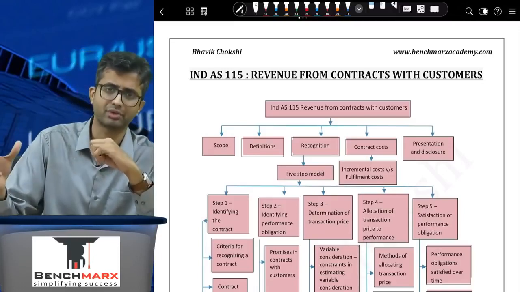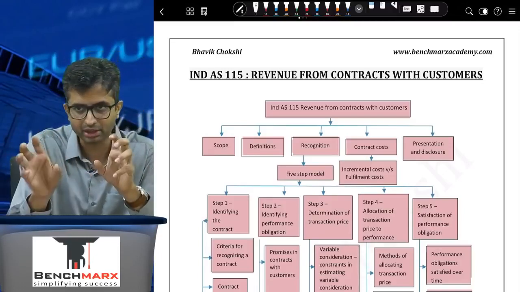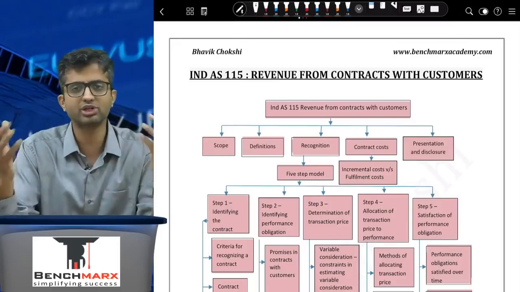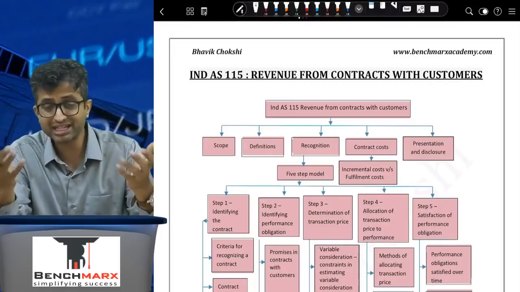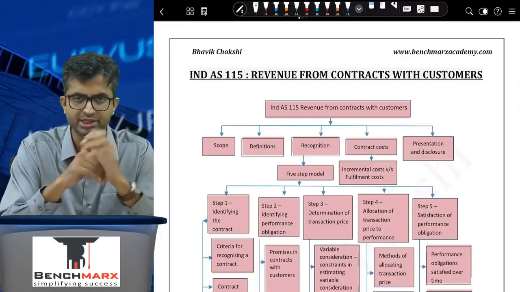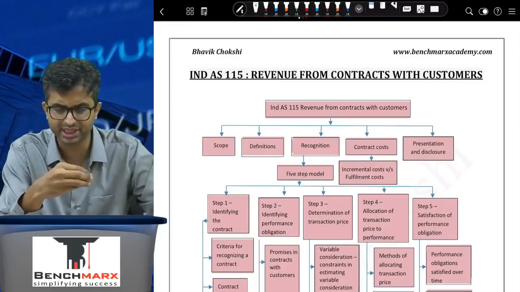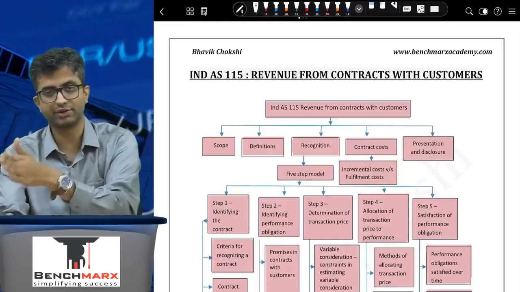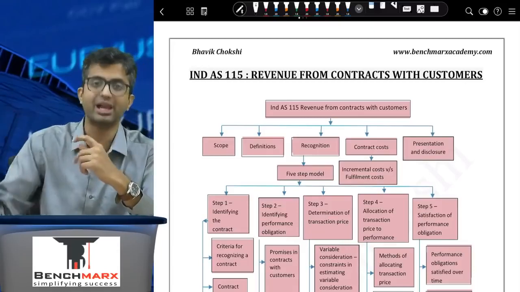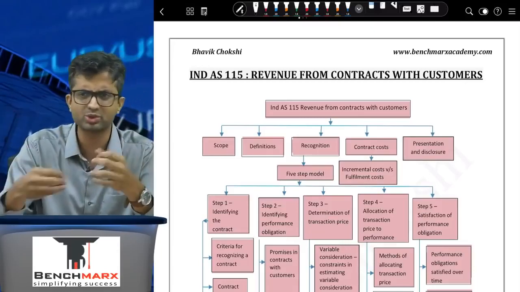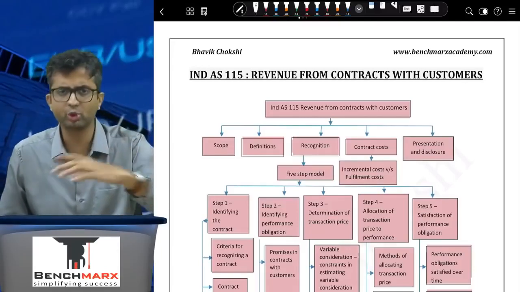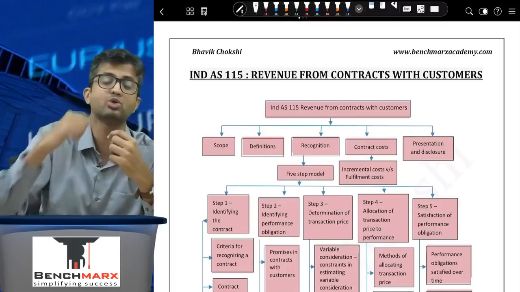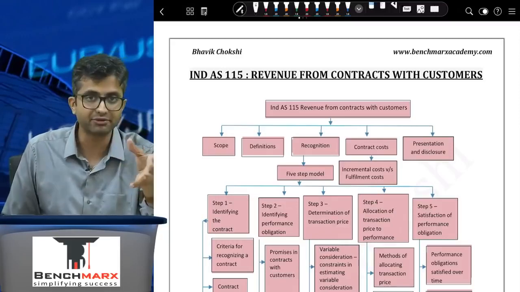Fourth step is allocation of transaction price. So once you've determined the transaction price, you've determined the performance obligations, you will allocate it to each of these performance obligations based on what you call the standalone selling price. The standalone selling price is usually the observable selling price of that performance obligation. If that is not available, then you will try to value it. And the valuation over here can happen using various methods like the market approach or the comparable approach, or the more common in an exam situation, the residual approach, which is usually a balancing figure.